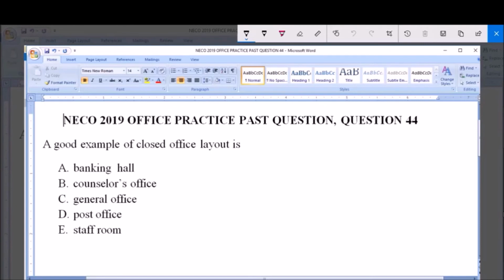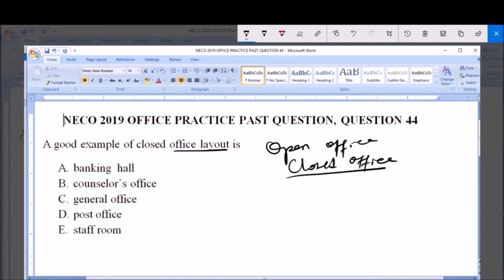Hello, good day and welcome. I will be answering NECO 2019 Office Practice Past Question, question 44. A good example of closed office layout is A. Banking hall, B. Councillor's office, C. General office, D. Post office, and E. Staff room. Now there are two types of office layout. We have the open office layout and we have the closed office layout.